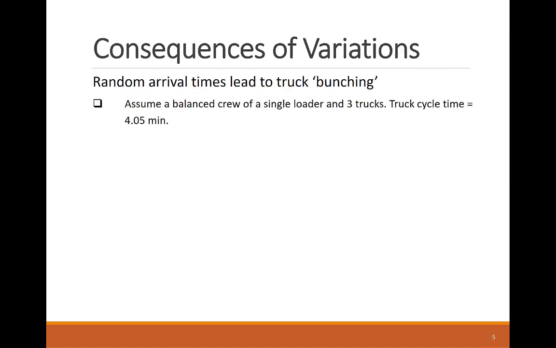The duration randomness of the hauling activities results in a phenomenon we discussed before called bunching. Let's explain this phenomenon through an example. Assume a balanced crew of a loader and 3 trucks, and the truck cycle is 4.05 minutes. This means that the best production will be achieved if the time between the trucks is kept perfectly at 1.35 minutes to have the loader 100% utilized and continuously loading trucks.